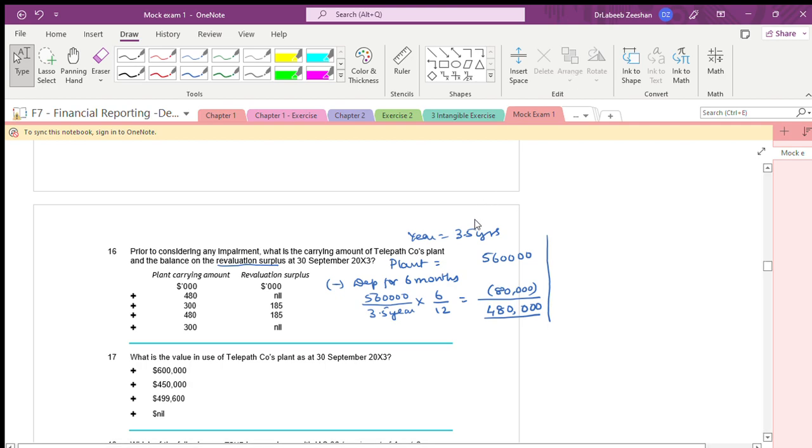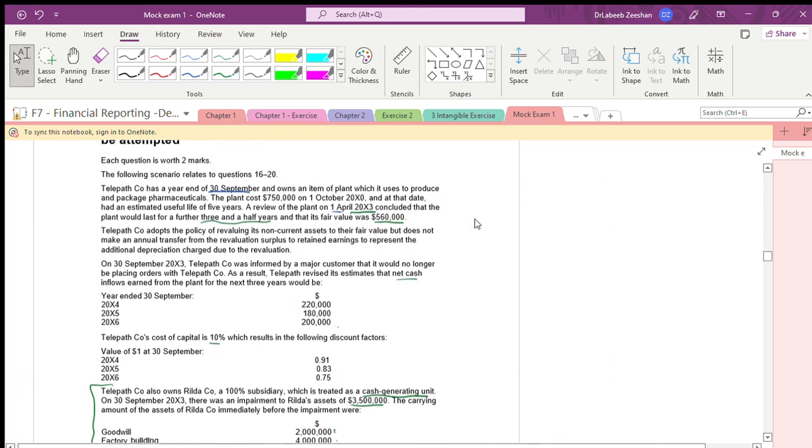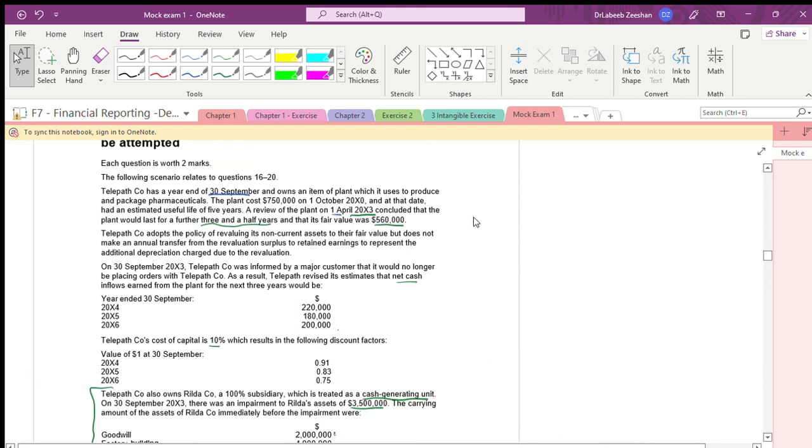Next, what are they saying? Revaluation surplus. How much is the revaluation surplus? They have mentioned a revaluation surplus of how much?